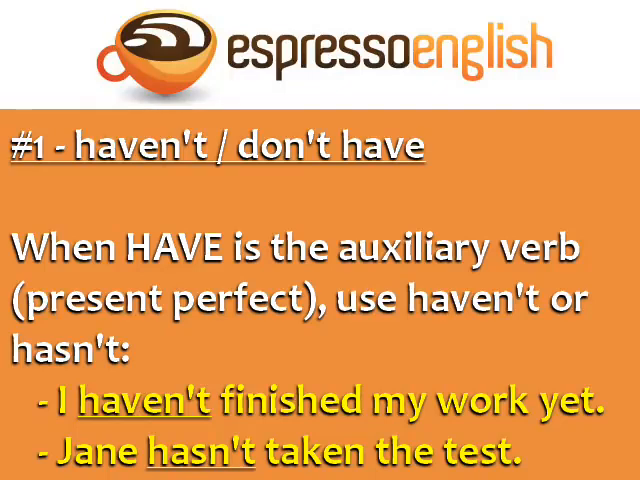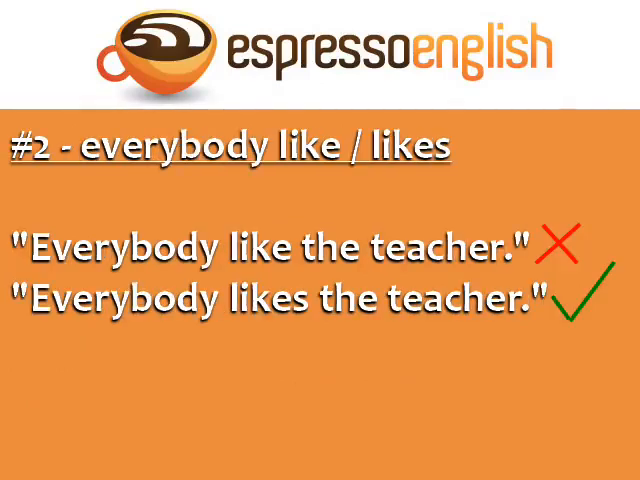When have is the auxiliary verb, like in the present perfect, then we use haven't and hasn't. For example, I haven't finished my work yet. Jane hasn't taken the test. Number 2. Everybody like or likes.